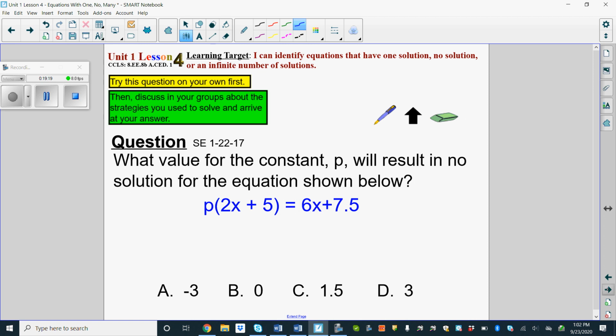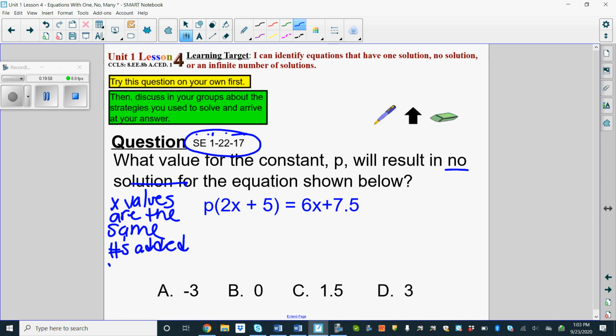This question is asking us, so if you guys look here, if you ever see the SE 1-22-17, that means state exam, January 22nd, 2017. So this is asking for what value for the constant P will result in no solution for the equation. So we know that in order to have no solution, the x values are the same but the numbers added are different.